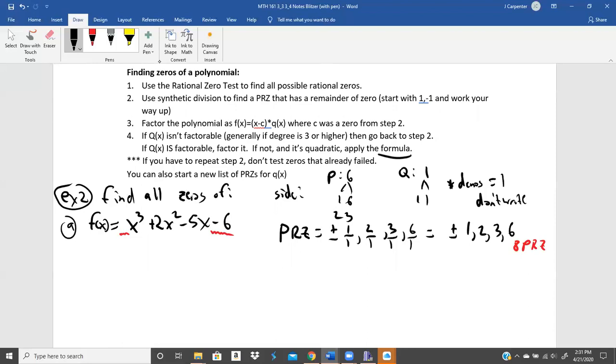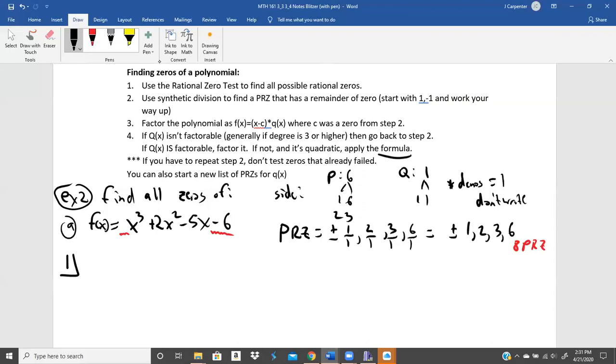So out of these 8, you could try 6 first, you could try -3 first, you could try -2 first. It doesn't really matter. With my problems, I like to start with the order of magnitude small and work my way up. So let's try +1. So I'm going to try +1. So that's the number that goes in the box. So I'm trying the possible rational zero of 1.